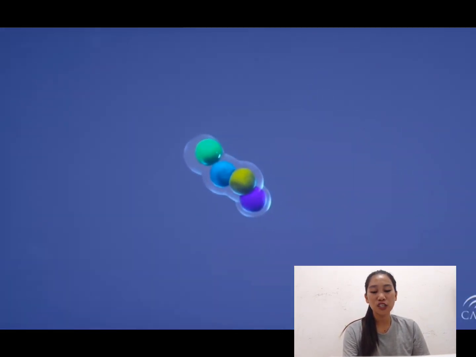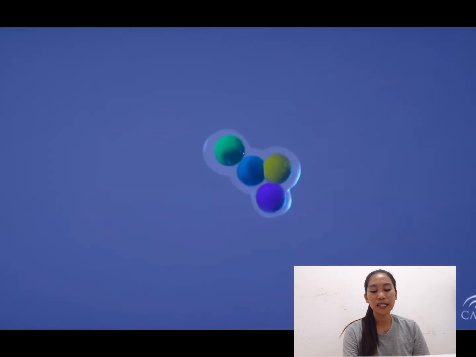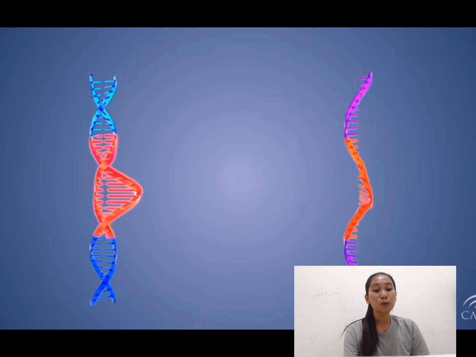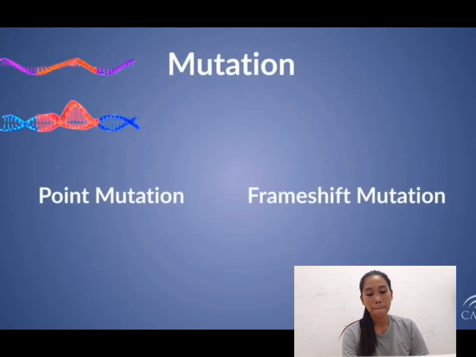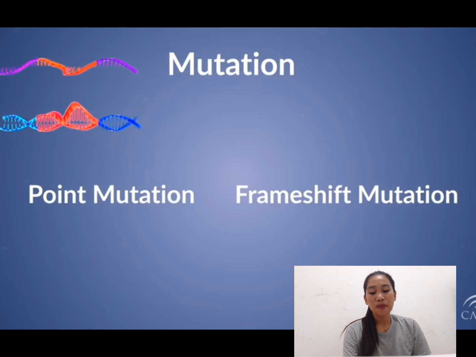So what happens when things go wrong? When errors occur in the DNA code, it is referred to as a mutation. The two main types of mutations are point mutations and frame shift mutations.